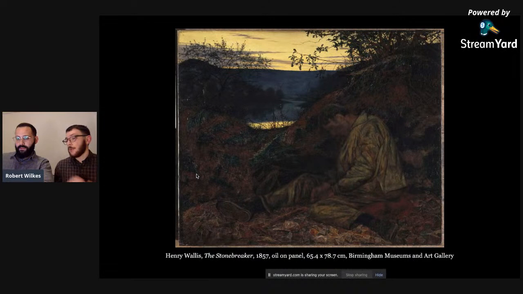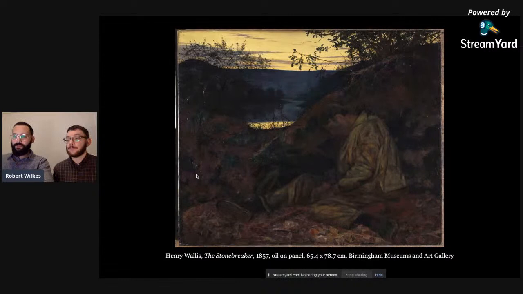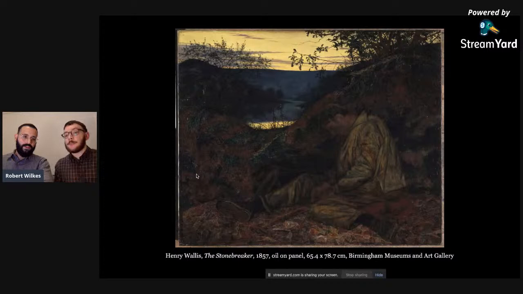And Wallace has actually shown this poor worker who at first glance seems to be asleep. But in fact he has just died. And he is presented in a very vulnerable way. So again, you have this commitment to depicting very sometimes uncomfortable subjects, but with a meticulous realism.